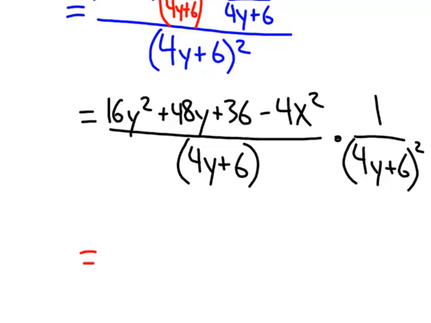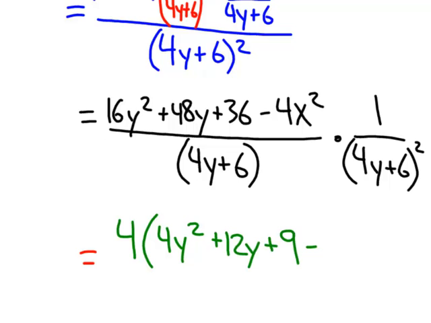Let's first combine any like terms. Let's see, there really aren't any, are there? So let's factor instead. Let's look for the greatest common factor up here. Looks like a 4, right? So let's take a 4 out of all of those. 4 times 4y squared, that'll give us the 16y squared, plus 12y, that'll give us the 48y, plus 9 minus x squared, and that's all over.